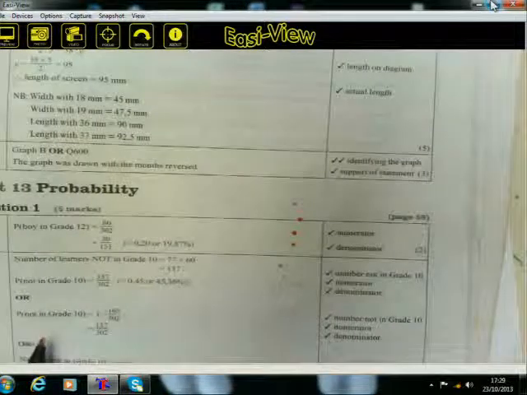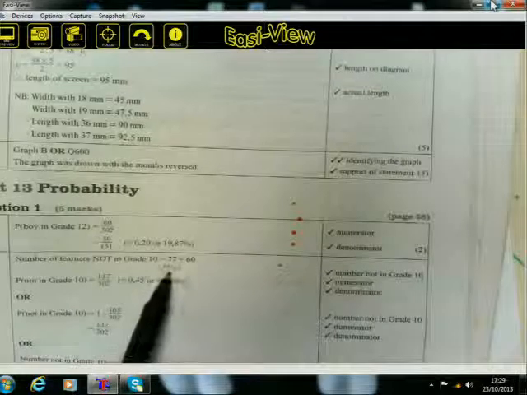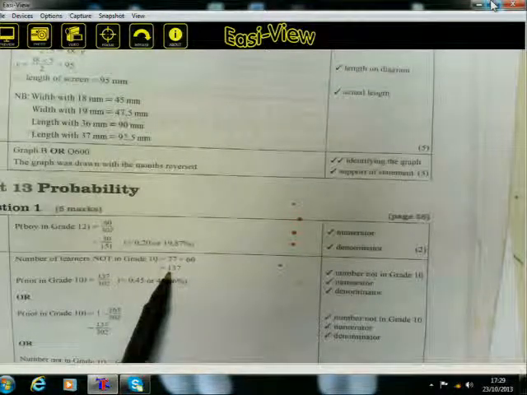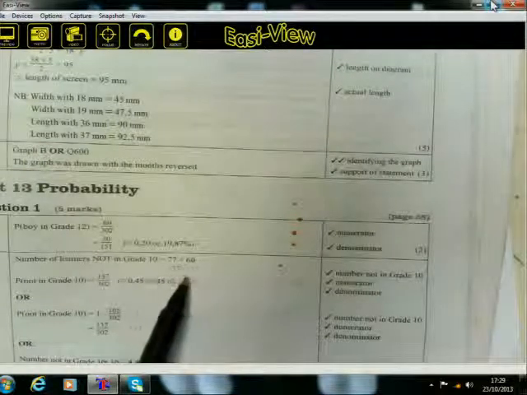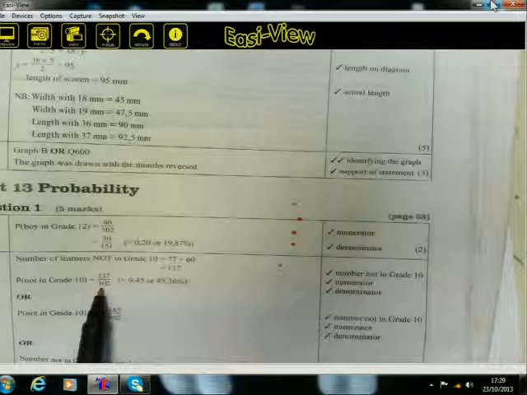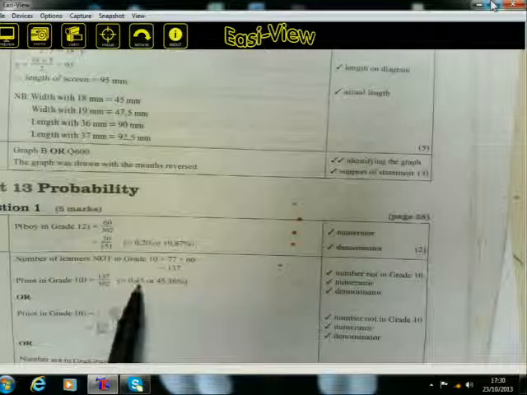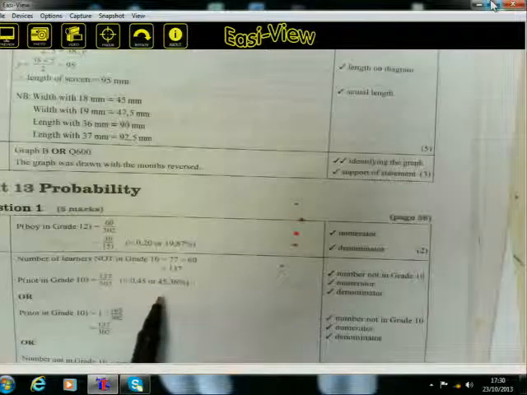Now, the second one says number of learners not in grade 10. That's 77 plus 60. That's 137. Not in grade 10: 77 in grade 11, 60 in grade 12. Now, P, not in grade 10, the probability of not in grade 10, is 137 over 302, which is 0.45 or 45.36%. Do you get the point?